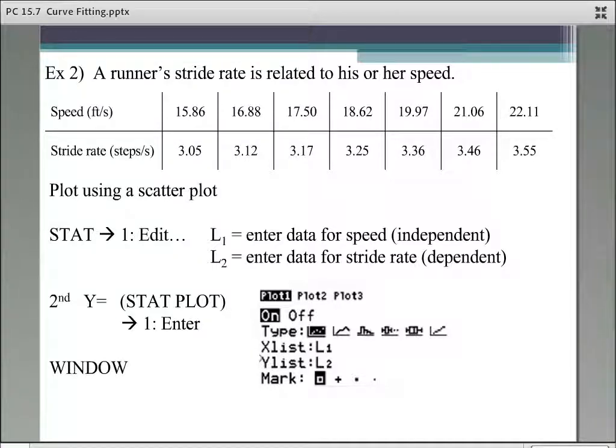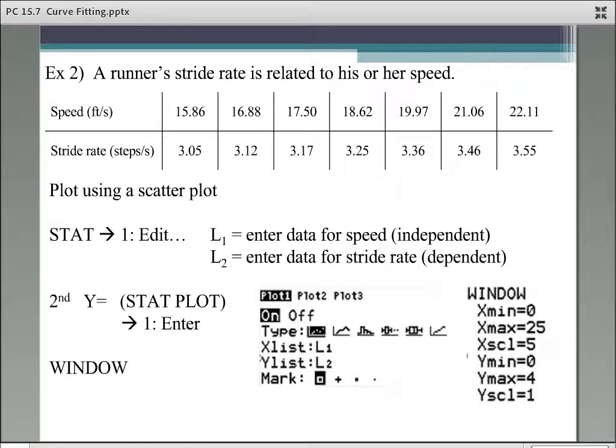Then you want to hit window and enter all of these values: Xmin 0, Xmax 25, Xscale 5, Ymin 0, Ymax 4, and Yscale 1. And when you get done with all of that, you want to hit graph.